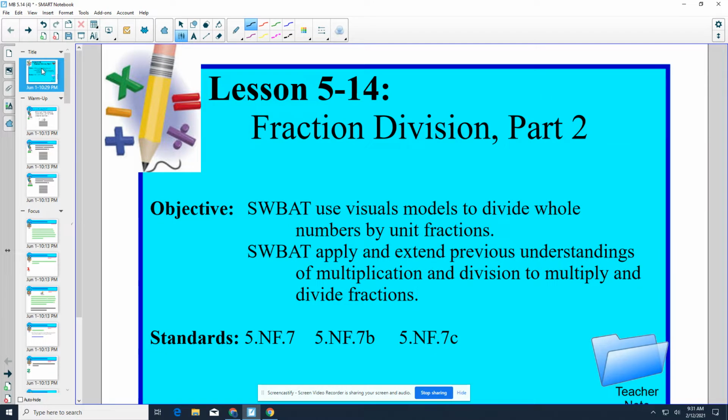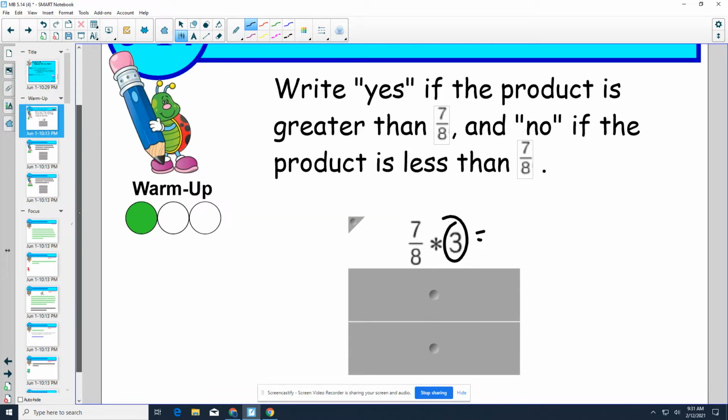All right, we are going to work on lesson 514, fraction division part 2 today. So we're going to use visual models to divide whole numbers by unit fractions. We're also going to apply and extend previous understandings of multiplication and division to multiply and divide fractions. But first, let's do our math warm-up.